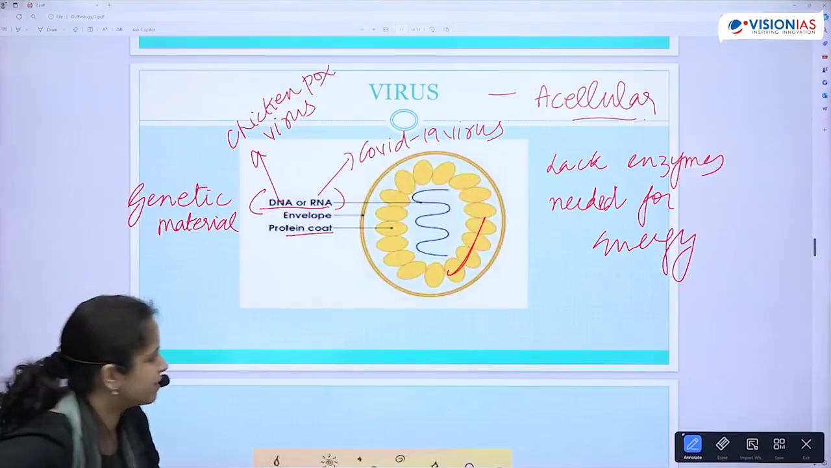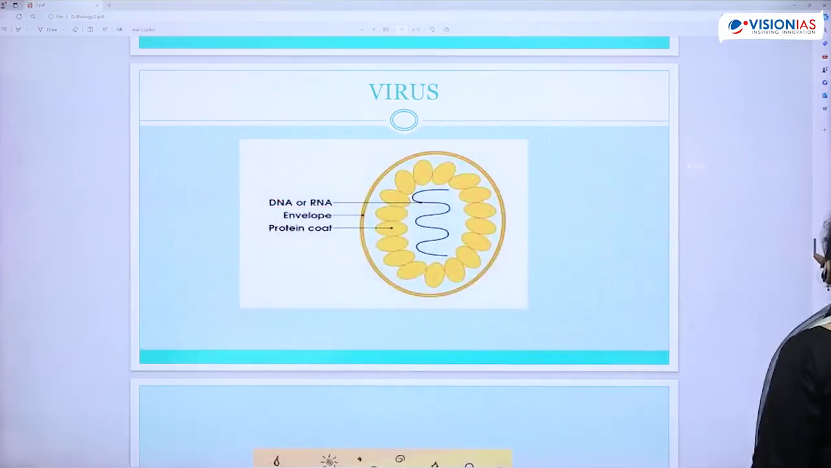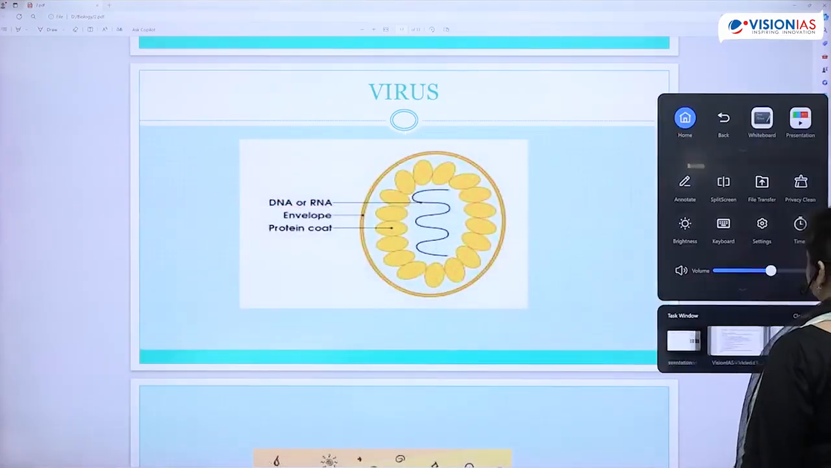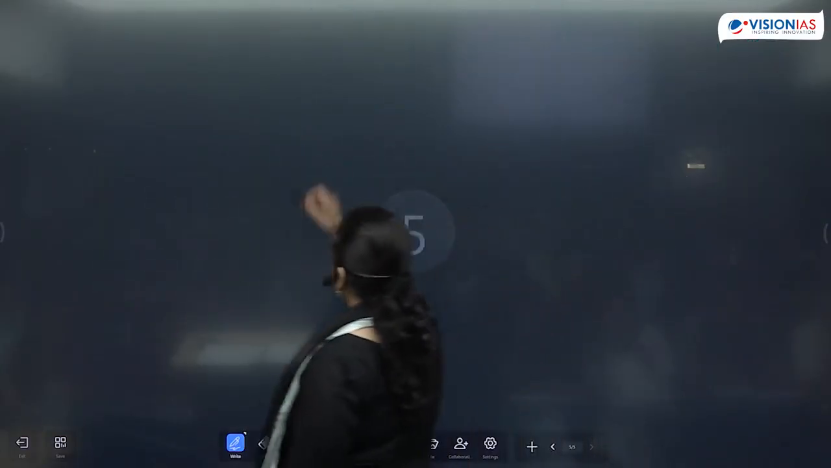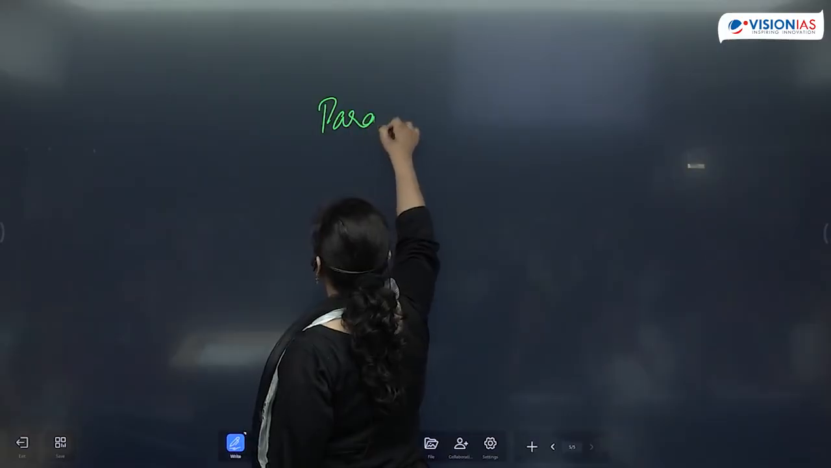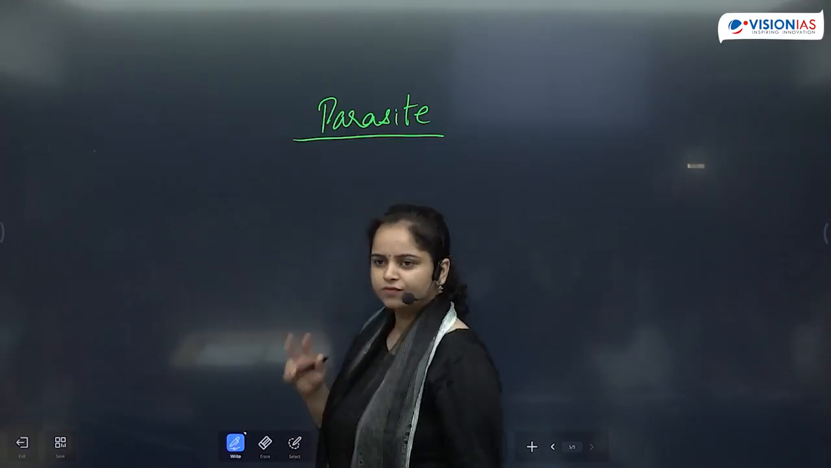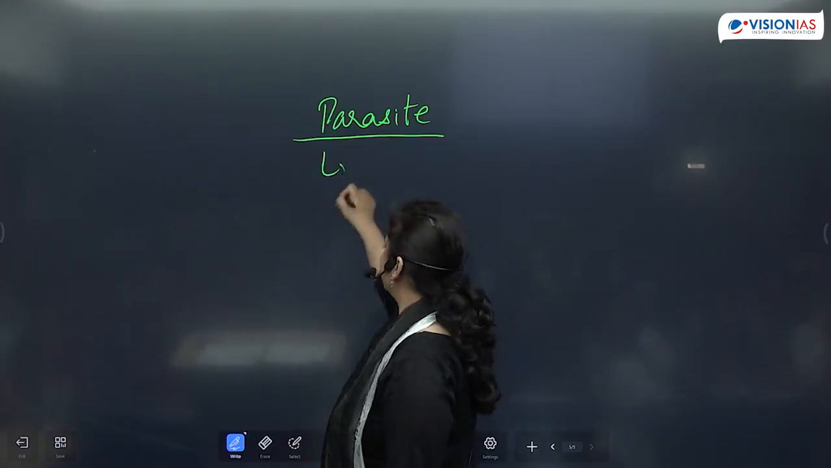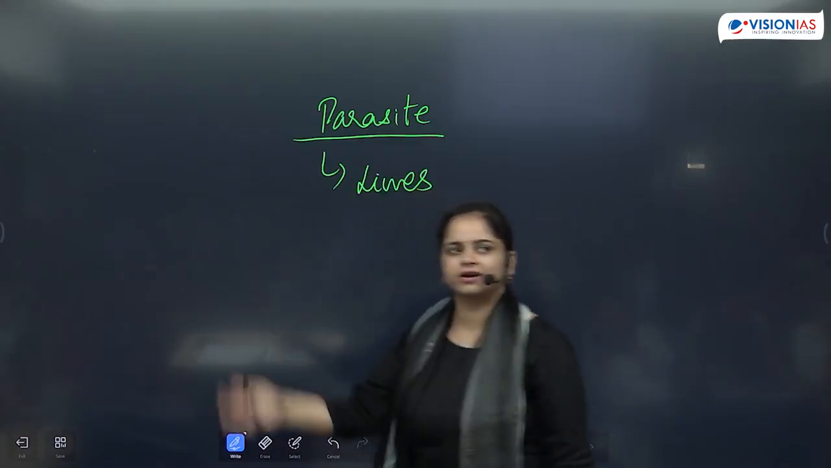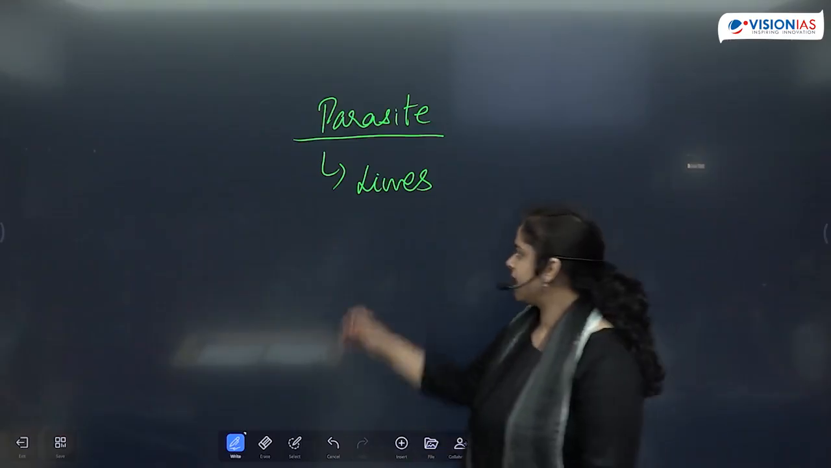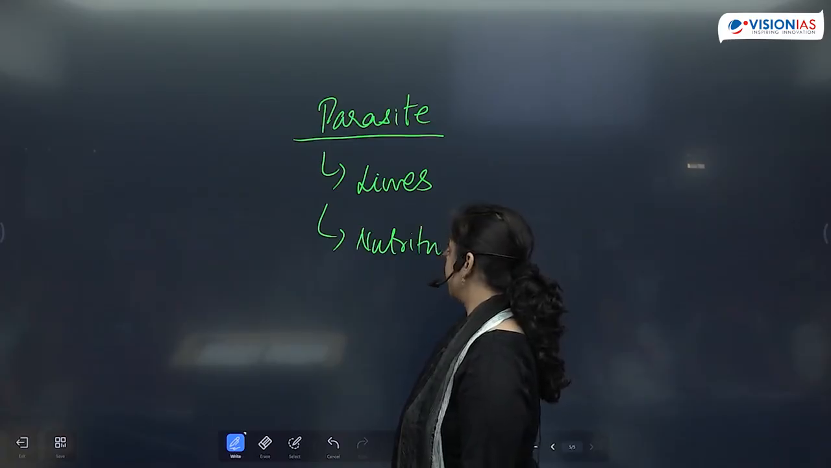Isn't the virus like a parasite? See, parasite एक generic word है. Virus can be called a parasite, but you have to understand what this word means. Parasite is a very broad term. When you call anything a parasite, there are two factors to consider. One is a parasite lives in or lives on another organism. And the second thing is it gets nutrition from it.